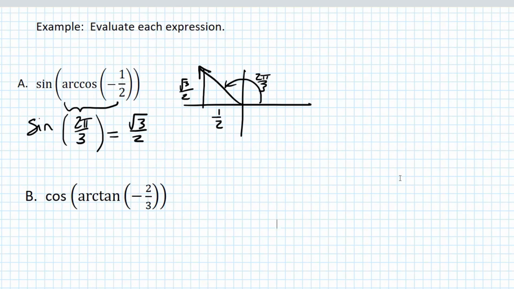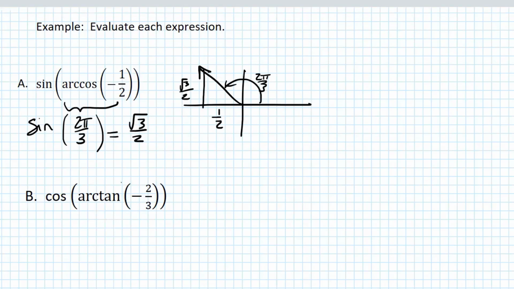So we'll have something like cosine of arctan of -2/3. You cannot actually evaluate this. There is no exact solution here. You could get a calculator approximation of that, but that doesn't mean that there's not an exact solution for the whole expression, because we can use triangles. We can use right triangle trigonometry.